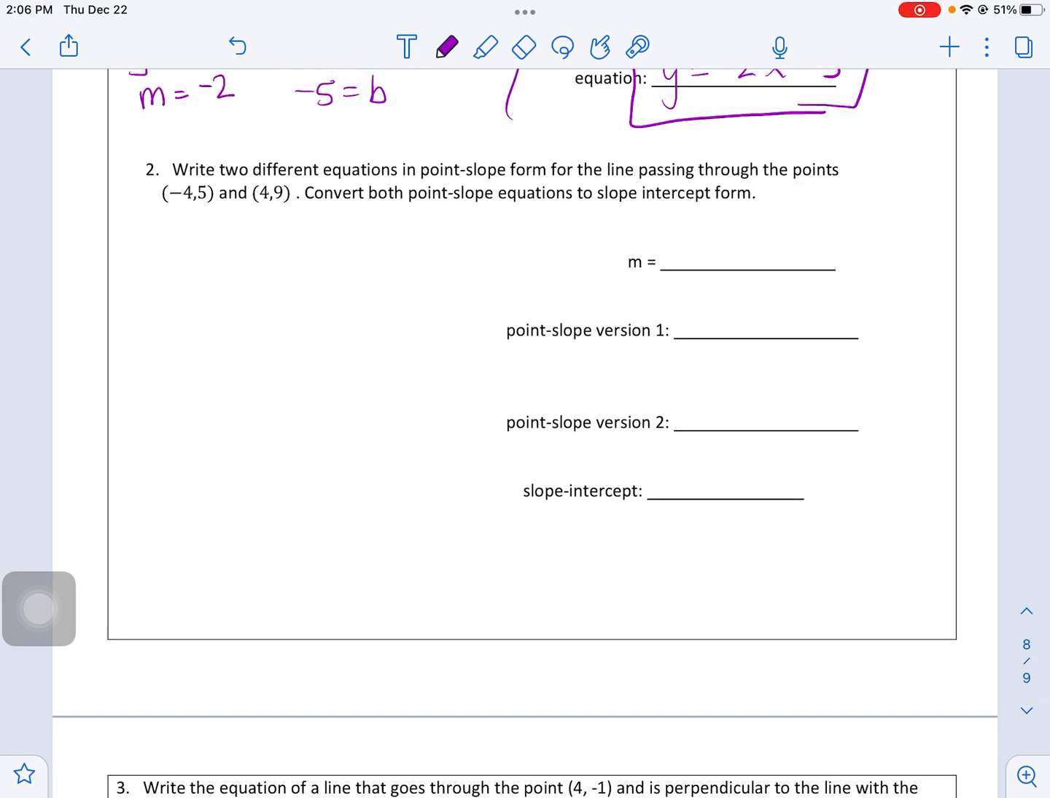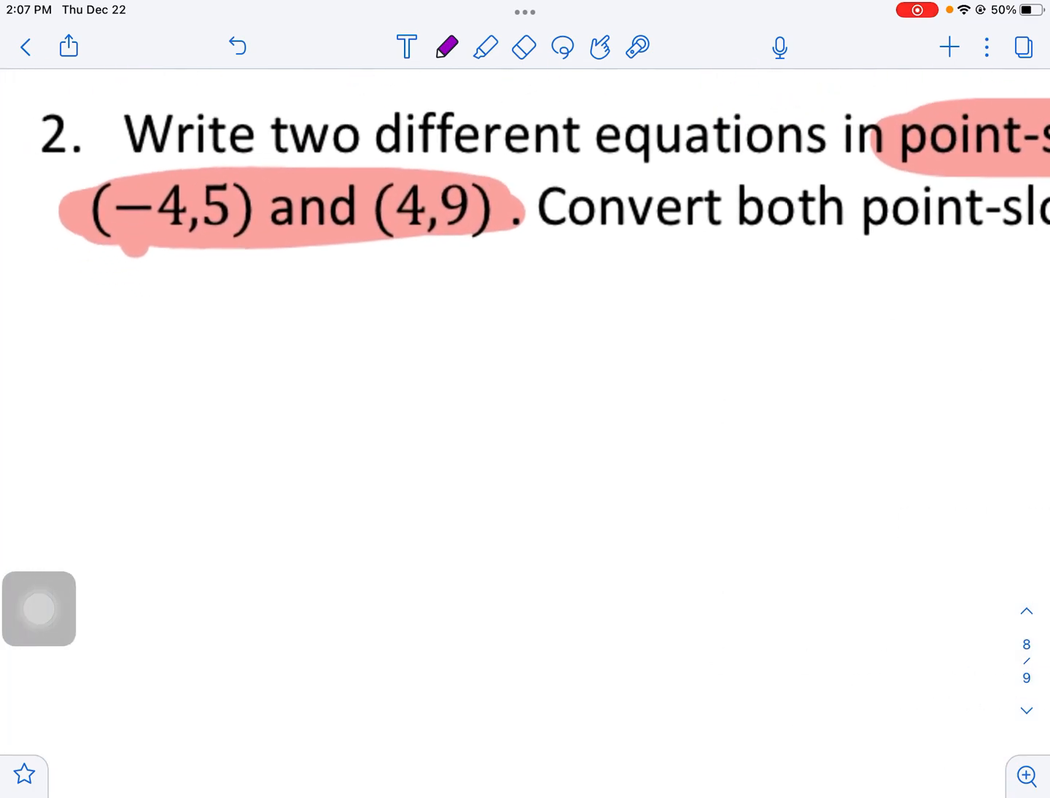Write two different equations in point-slope form. So now we're talking about point-slope form. For the line passing through the points, now I have 2 points right here. Convert both point-slope equations to slope-intercept form. So the first thing it's going to ask me right here, you can see m, what's my slope? So here are my 2 points. I'm going to find my slope with those 2 points.